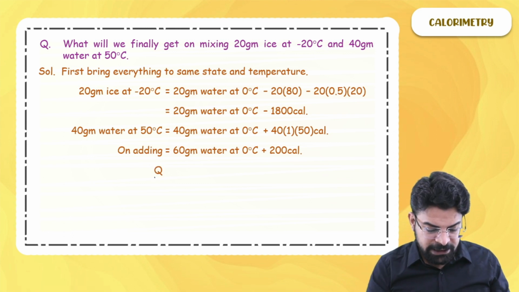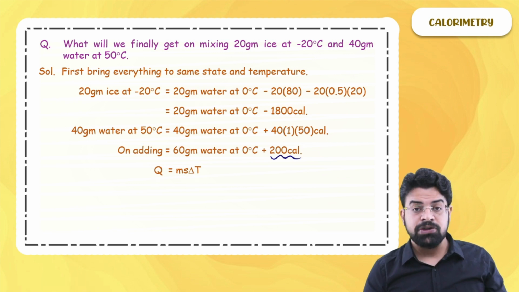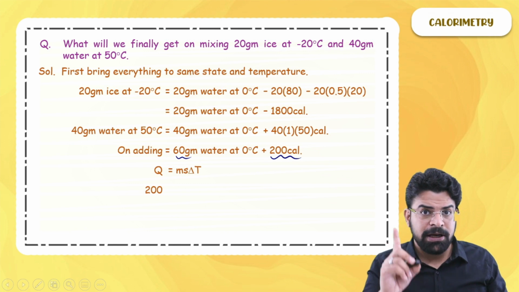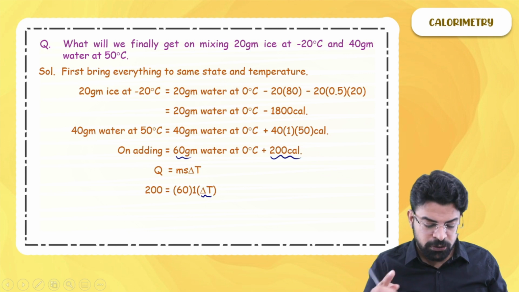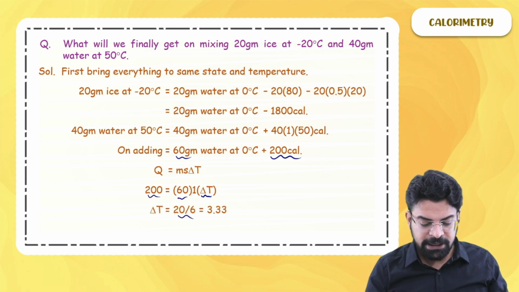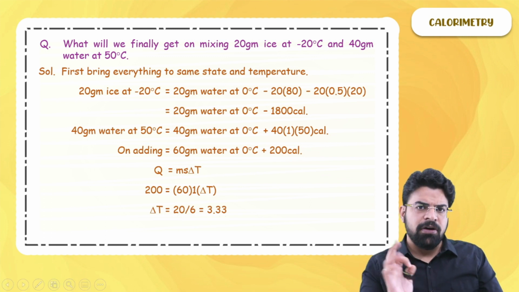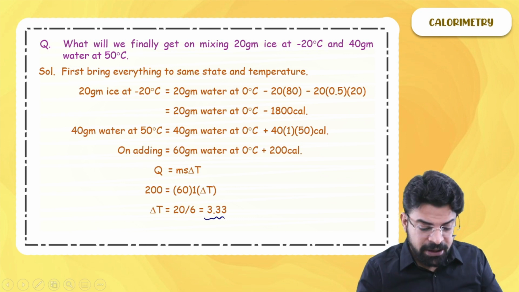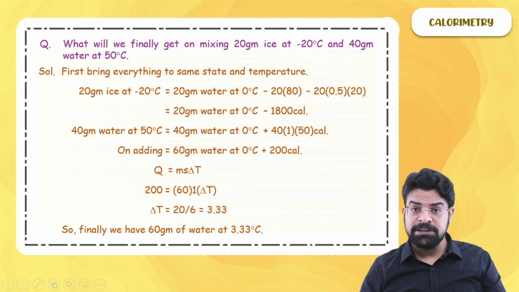So we will say Q equals m s delta T. The heat we are providing is 200 calories, and this has to be equal to 60 into specific heat of water, 1, into delta T. So from here you get the rise in temperature from 0. Delta T will be equal to 200 by 60, that is 20 by 6, that is 3.33 degrees centigrade. So the final temperature of this system will be 3.33 degrees centigrade. You will have the entire 60 gram of water at 3.33 degrees centigrade.